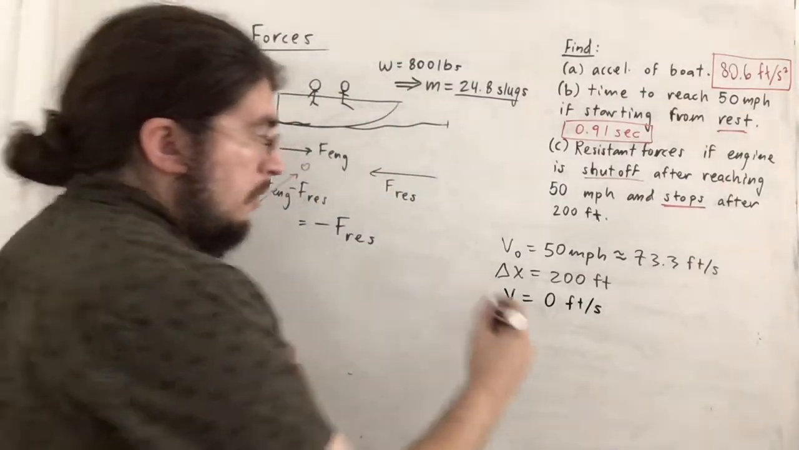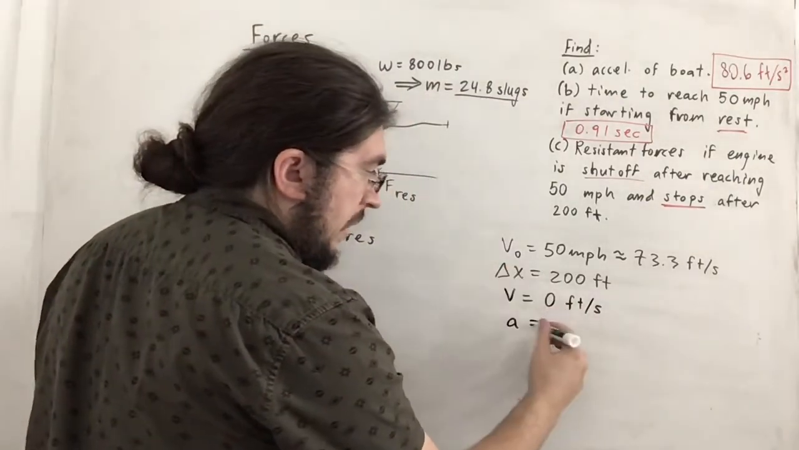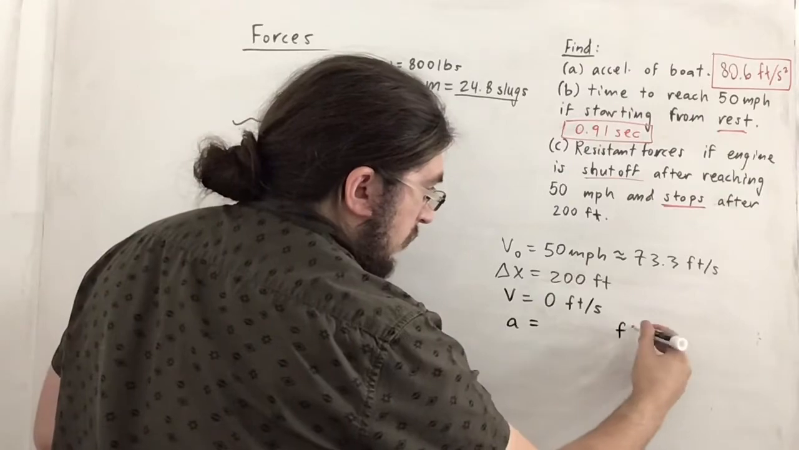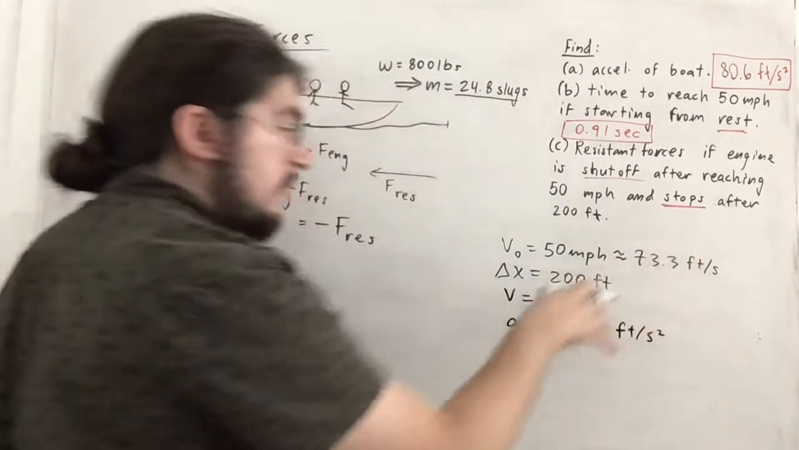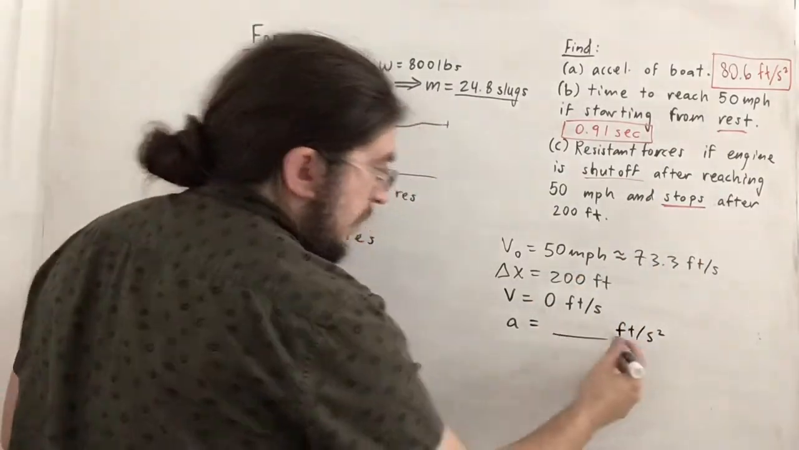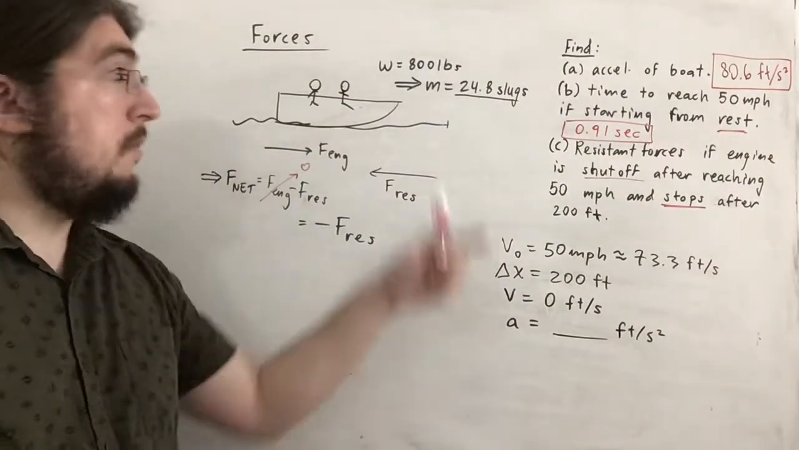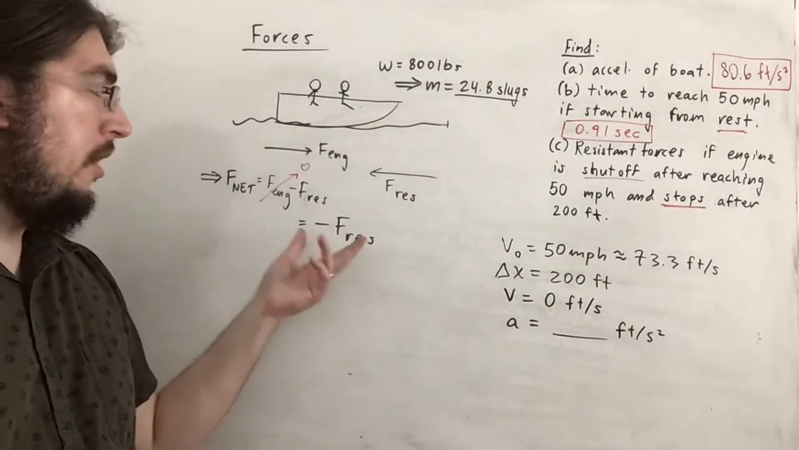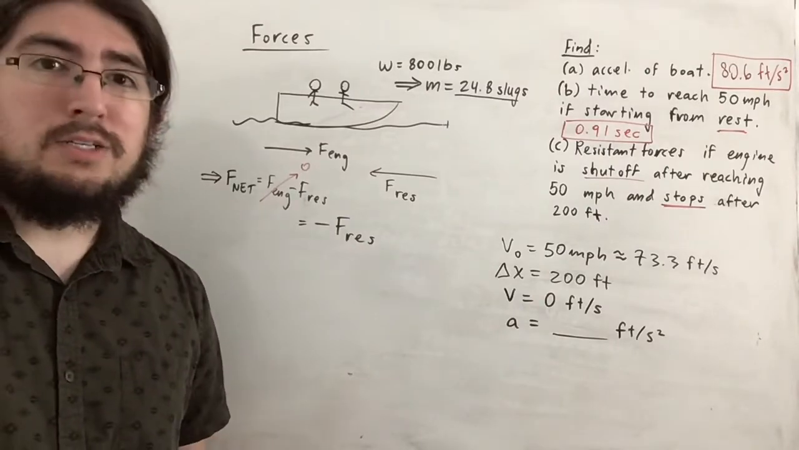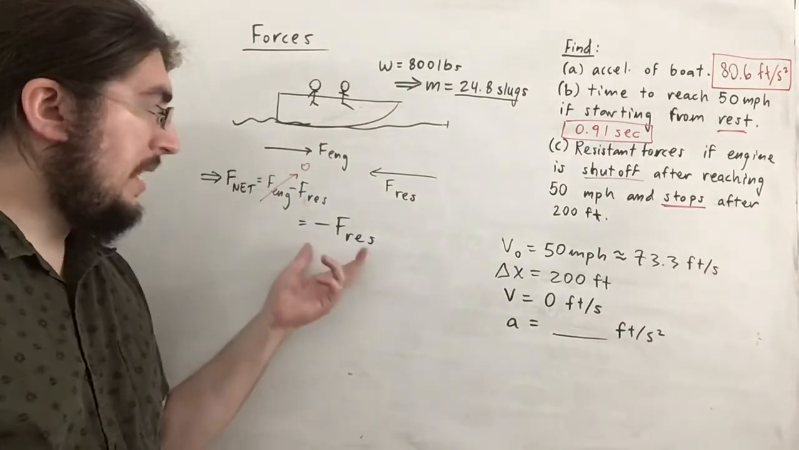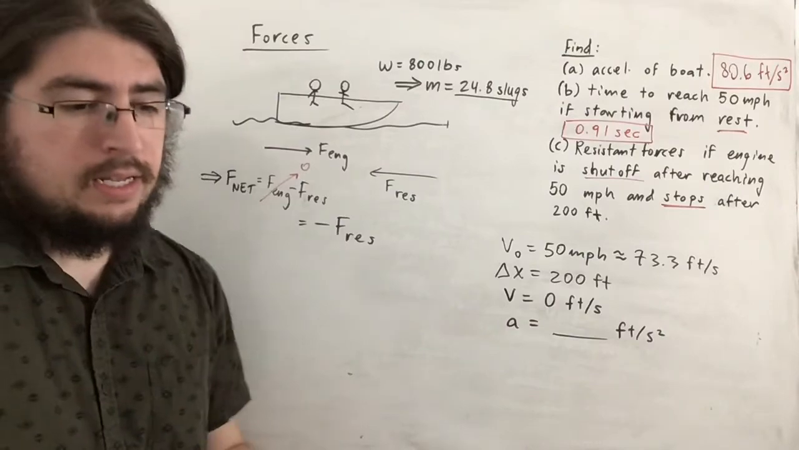Perfect. And now we're going to try to use these to find acceleration. That'll, of course, be in feet per second squared since all of our units line up nicely. We'll figure out what that is using some kinematic equation. Then we'll multiply that by our mass in slugs to get our negative resistance. So hopefully it is a negative value that we get.